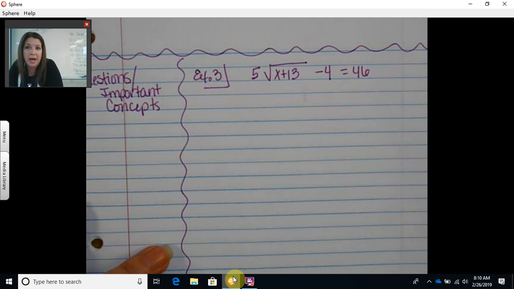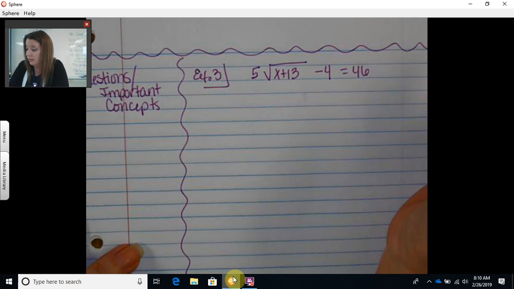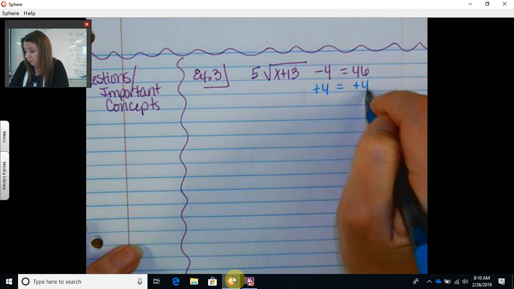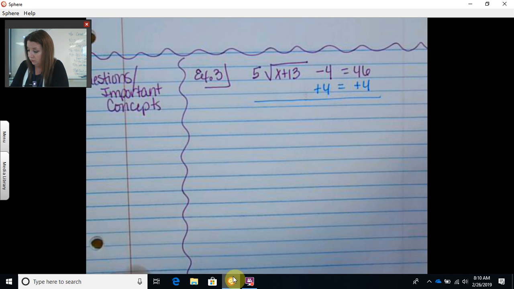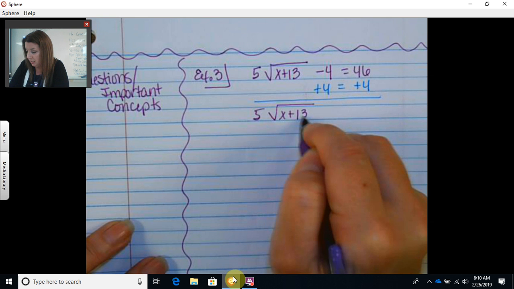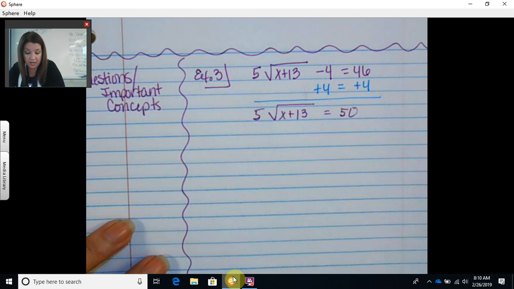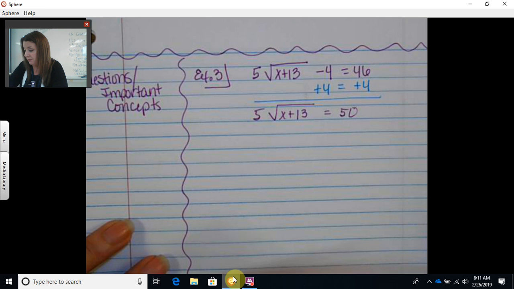So like I said before, if you have a radical in an equation that you want to solve, you must isolate the radical before trying to square both sides or anything like that. Get it by itself before you do anything else. So in this example, what would I do first, do you think? Exactly. Add 4 to both sides. So I have 5 times the square root of x plus 13 equals 50. Is my radical isolated? Not yet. Divide by 5.